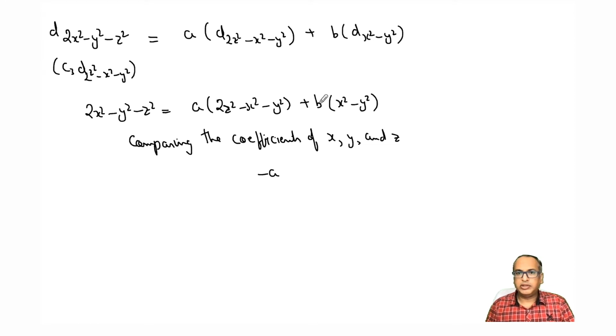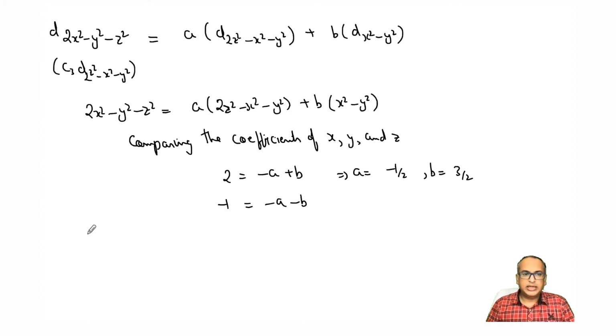If we look at the coefficient of x here, plus b, and on the left hand side it is 2, right? Similarly, let's look at the coefficient of y. So we have minus 1, and here we have minus a and minus b. So we have two variables, two equations, we can solve it. So this gives us a is equal to minus half, b is equal to 3 by 2.